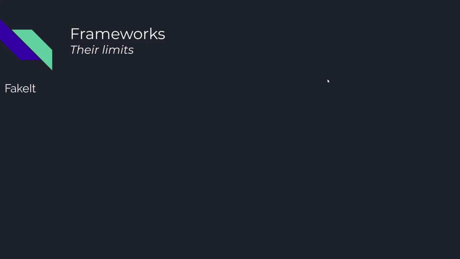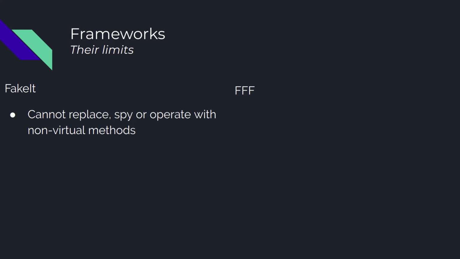So the limits. Fakeit cannot actually replace or spy or operate with non-virtual methods. So if your method is not virtual, then it's not going to be usable. So we're kind of limited to that. That actually influences some of the style guides. For example, for classes that don't have interfaces, you actually just make their methods virtual. And what ends up happening is when you run the compiler at a higher optimization level, it should devirtualize those calls and no longer have to do a virtual call for it.